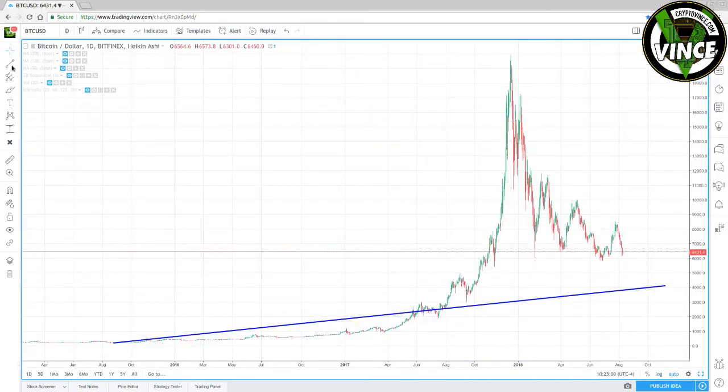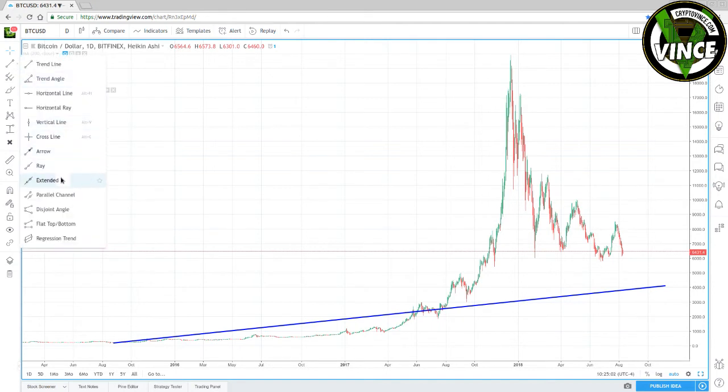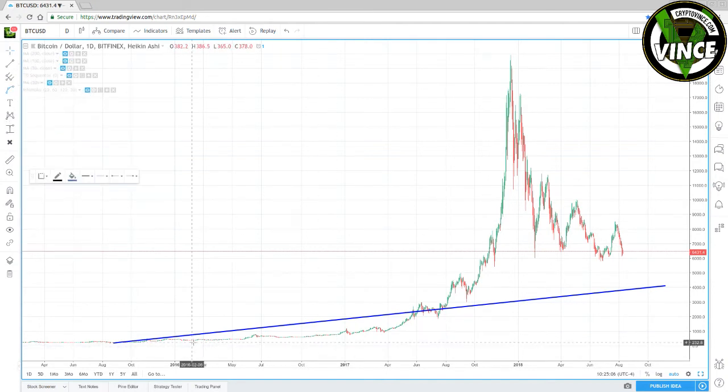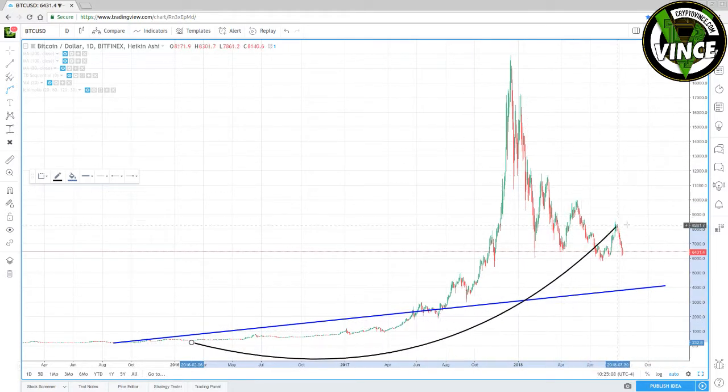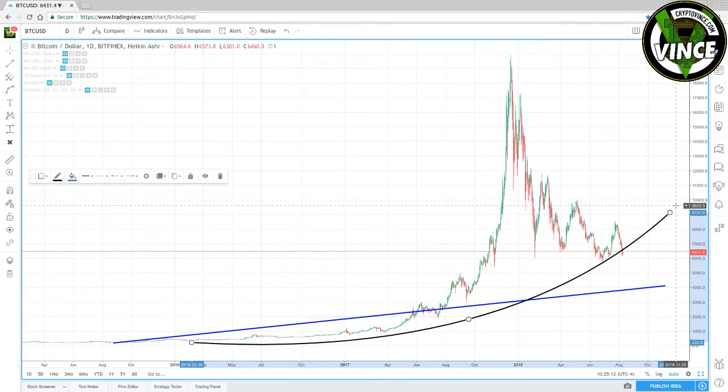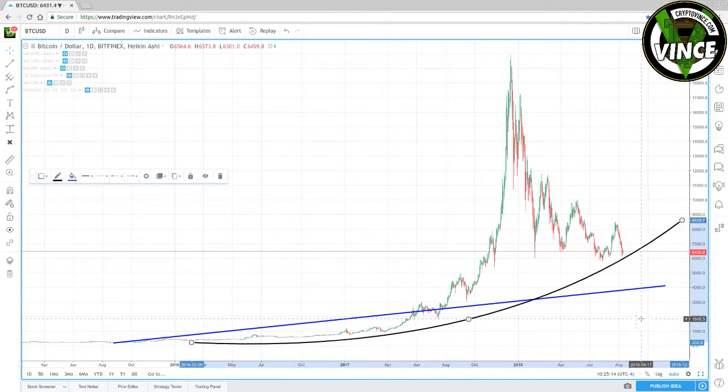Okay, the parabolic trend that it's hard, of course, to trace. It's pretty much this one, something like that. Okay, it starts to get parabolic.